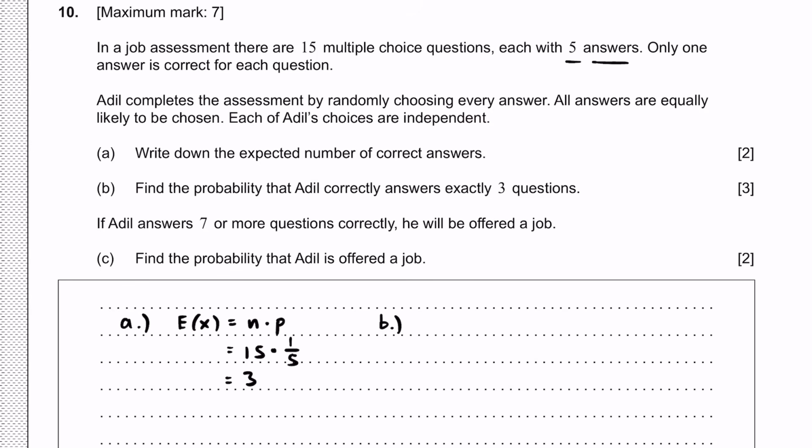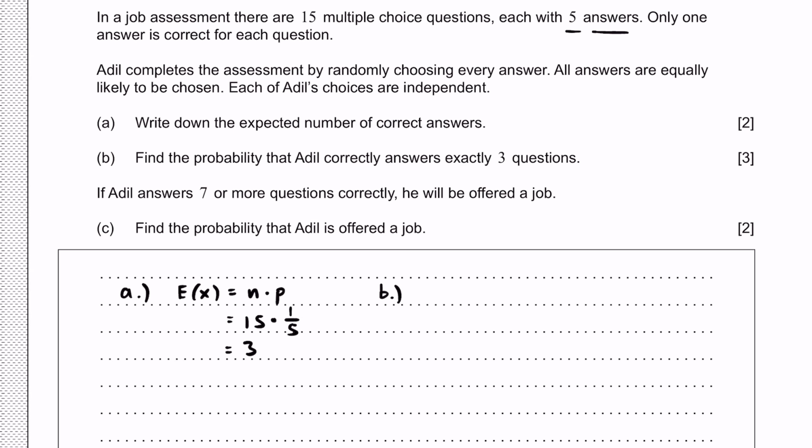It can either be correct or incorrect. And then we have independent events. So answering one question does not influence the likelihood of answering another one incorrectly or correctly. Okay, so let's go ahead and write this out. So what do we need for a binomial distribution? We need the number of trials. We need the probability of success.